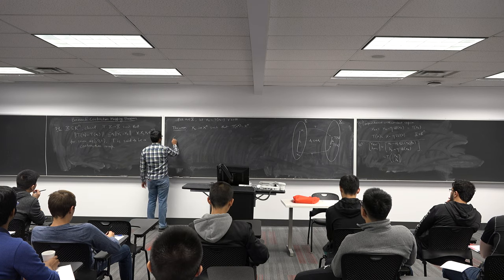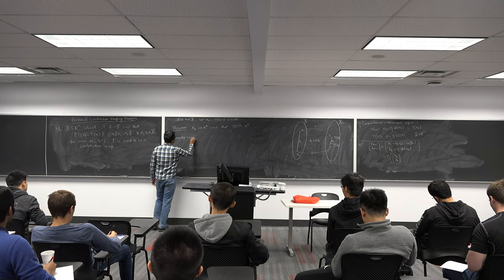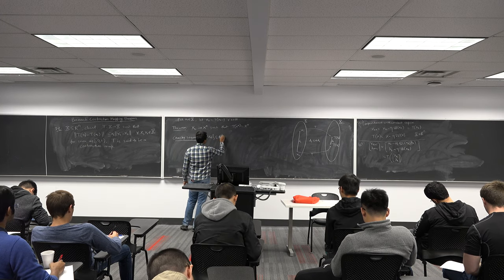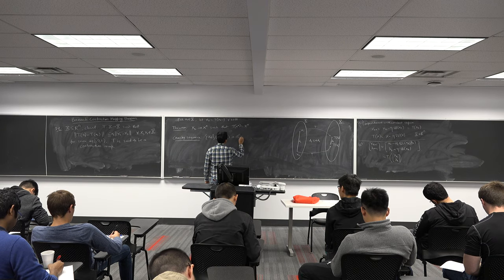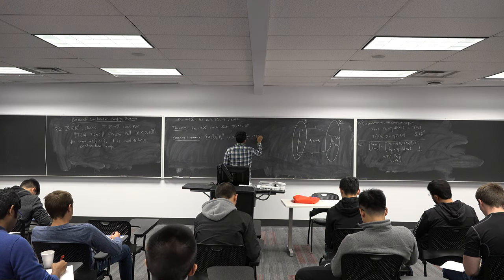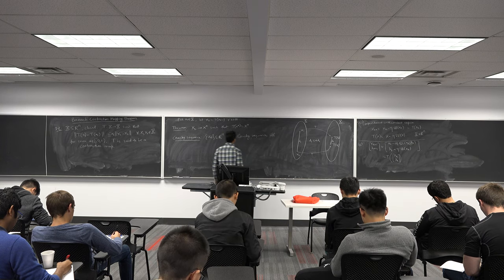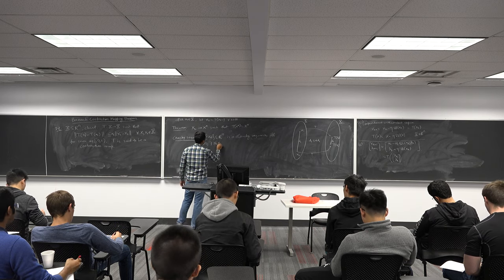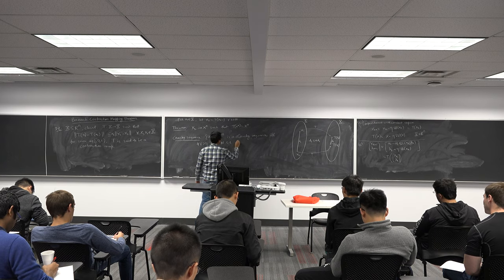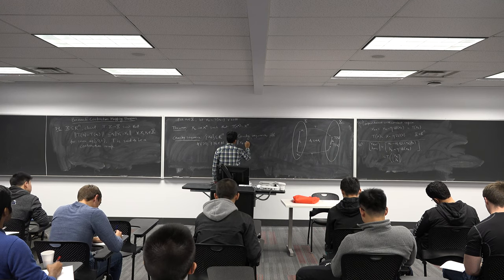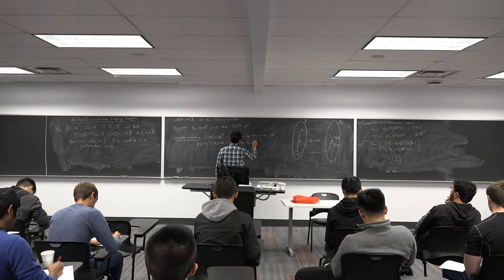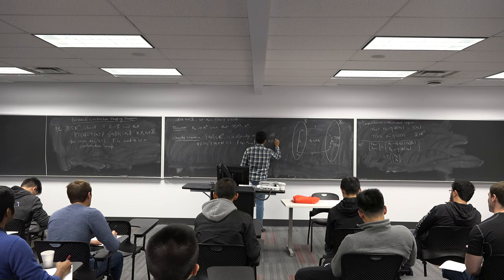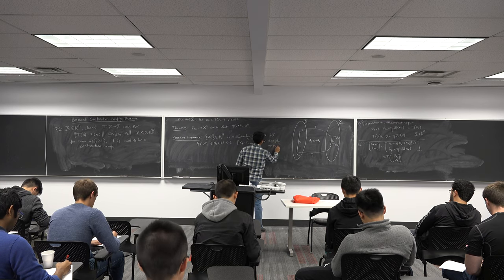So what is a Cauchy sequence? So xk in Rn is a Cauchy sequence if and only if, so it's a definition, for every epsilon greater than 0, there exists n epsilon in N such that norm of xk minus xk plus m is less than epsilon for all k greater than or equal to n epsilon, m in N.